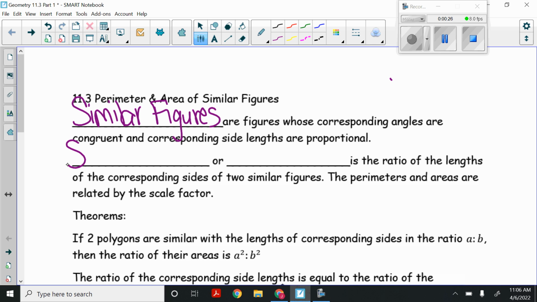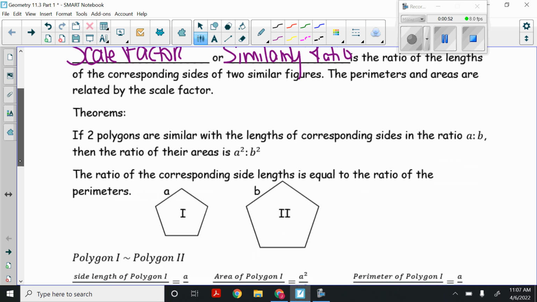A scale factor, or it may also be referred to as the similarity ratio, is the ratio of the lengths of the corresponding sides of two similar figures. The perimeters and areas are related by the scale factor. Okay? So scale factor, similarity ratio, same thing. So let's talk about some theorems.